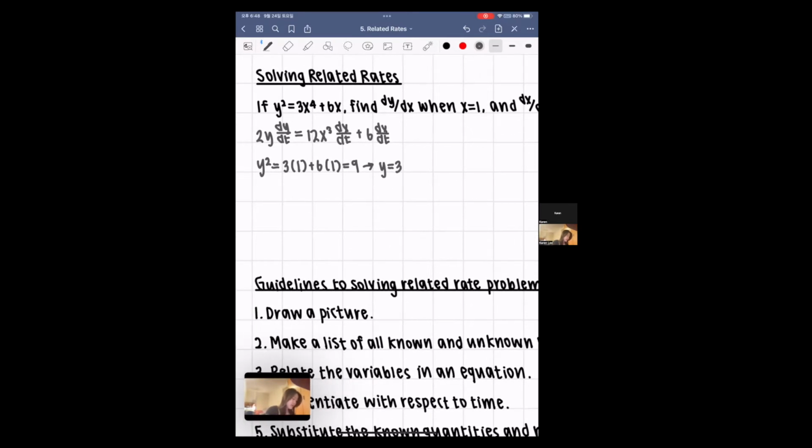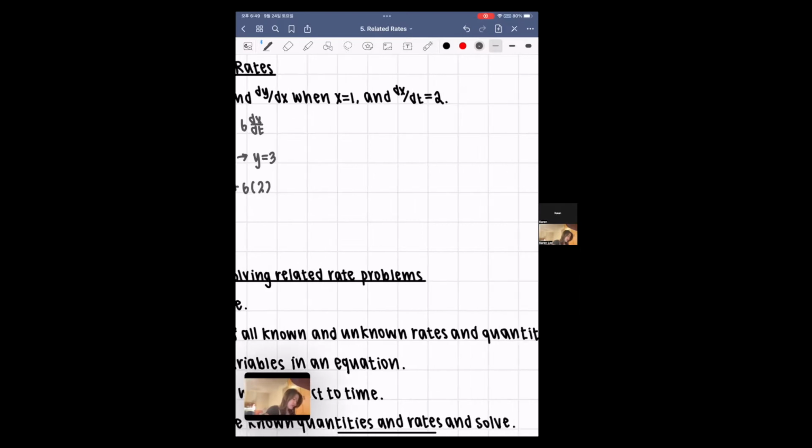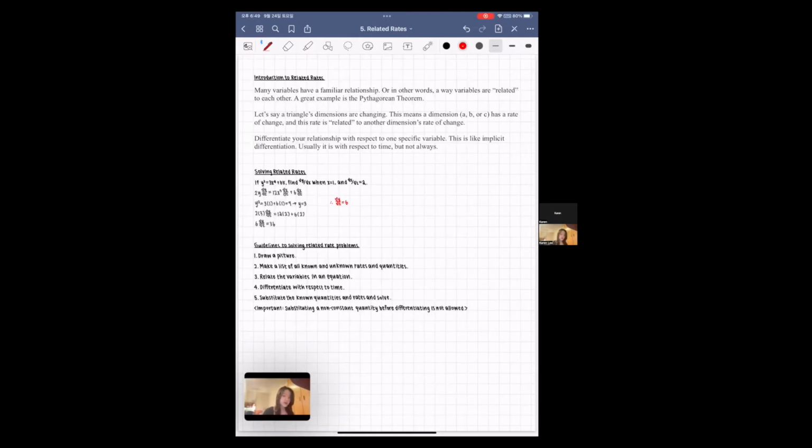Now, then we plug the values in. So 2 times 3 dy/dt equals 12 times 2 plus 6 times 2. And if we calculate this, this becomes 6 dy/dt is 36, which leads to the answer that dy/dt is 6. So that's how you solve.